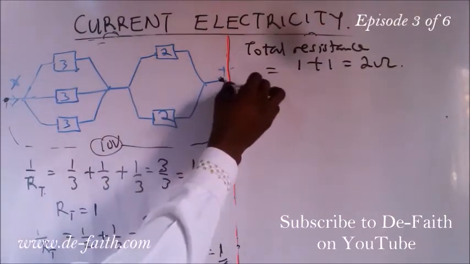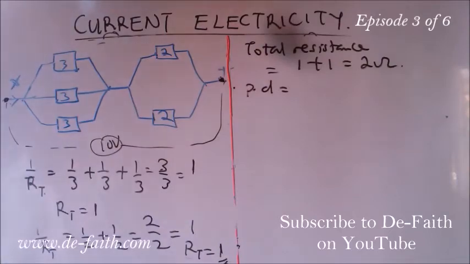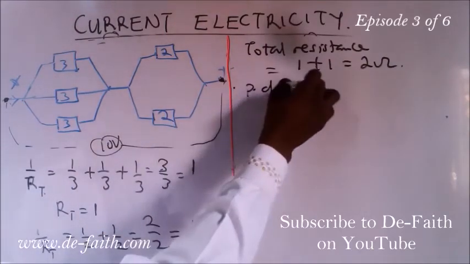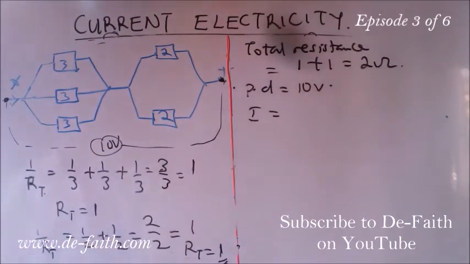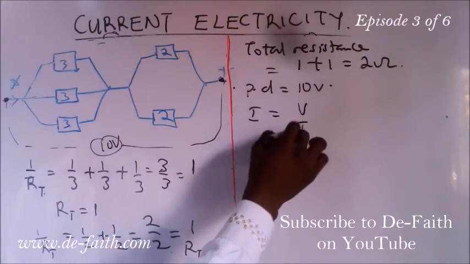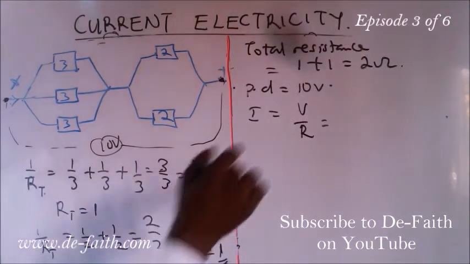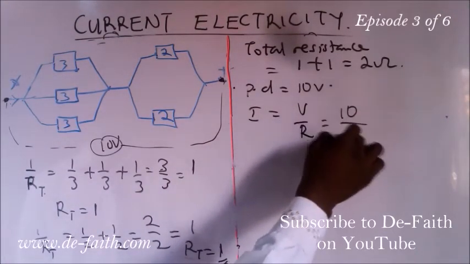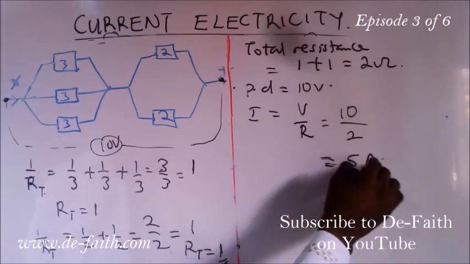We're told that the potential difference across this point is 10 volts. We have to calculate the current flowing through it. Now the current flowing through this is voltage over resistance. Voltage is 10 and the resistance is 2. So we are left with 5 amperes as the current.